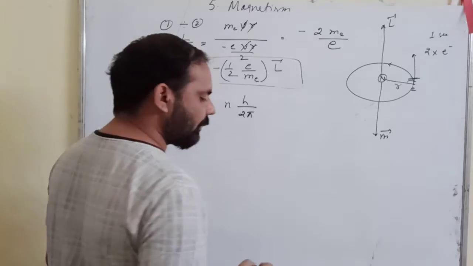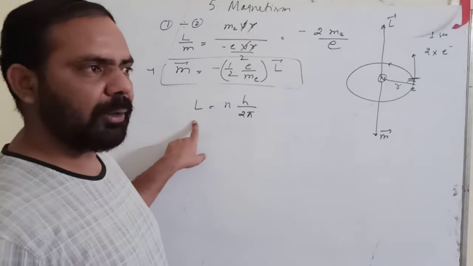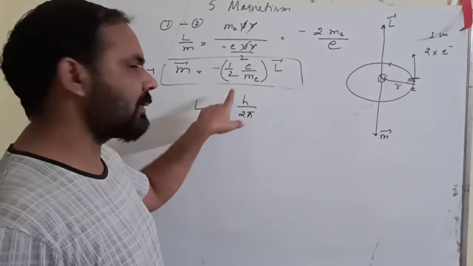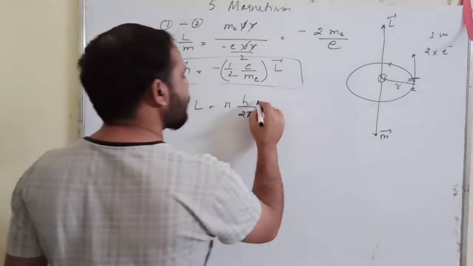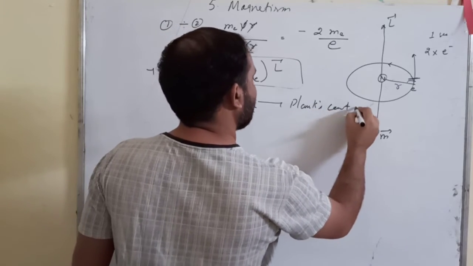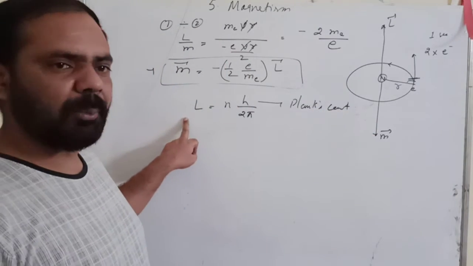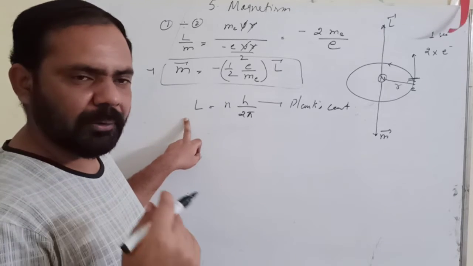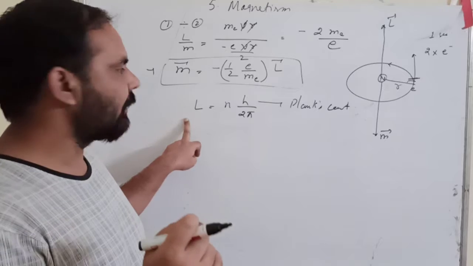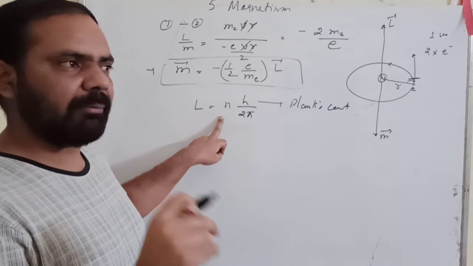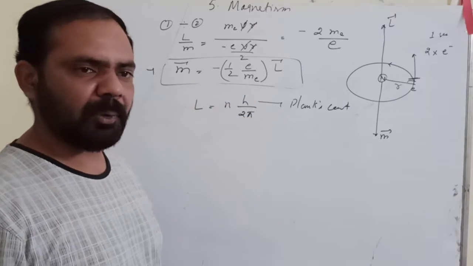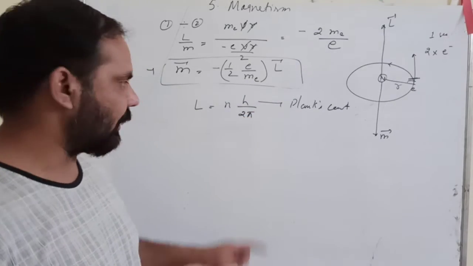which is h upon 2 pi. The angular momentum is an integral multiple of h upon 2 pi, where n is an integer and h is Planck's constant. The angular momentum of an electron revolving in a particular orbit has the value given by an integral multiple of a constant term. The constant term is h upon 2 pi, where h is Planck's constant, right?